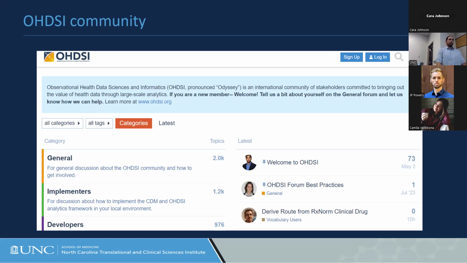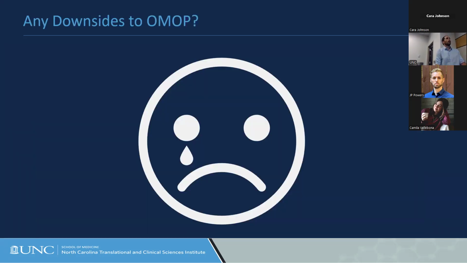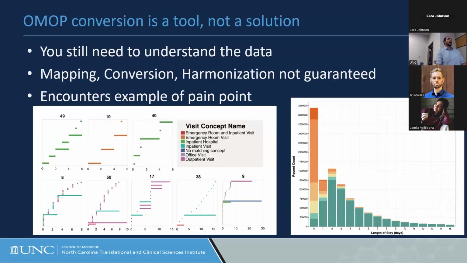Okay, so let me pause as we move on to, are there any downsides to using OMOP? It would not be fair and balanced if I only gave you my reasons for why I think OMOP should be used over other data models. There are some downsides that I can and should talk about. So the first piece is, I think, simply the perspective that OMOP is, in my opinion, a tool, not a solution. And let me pause there.